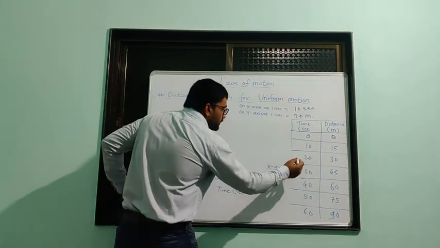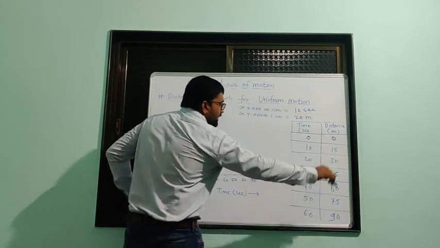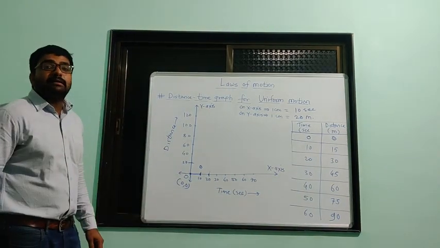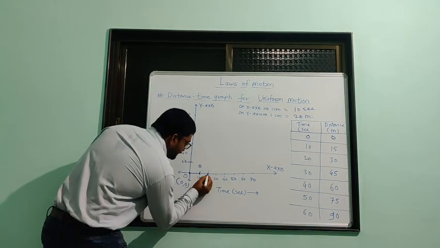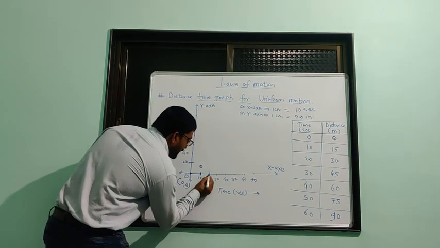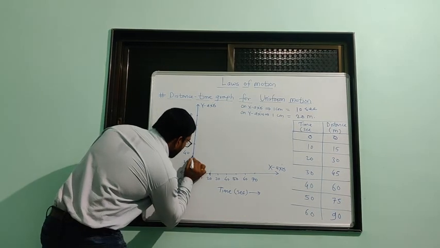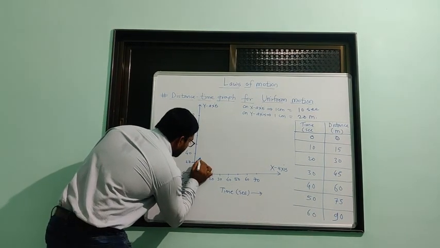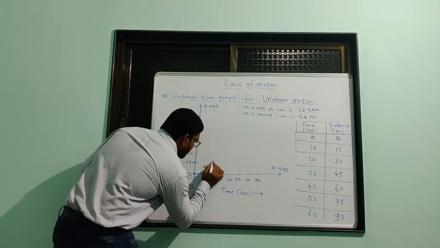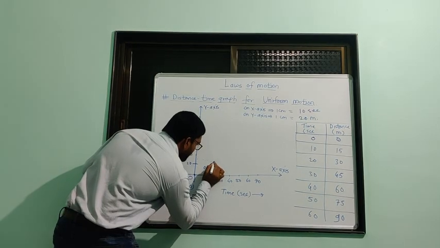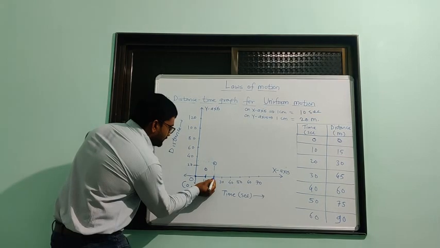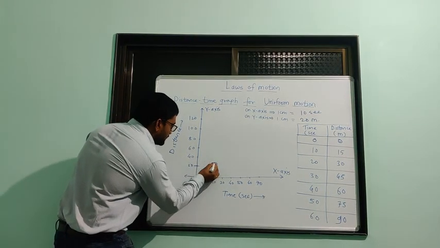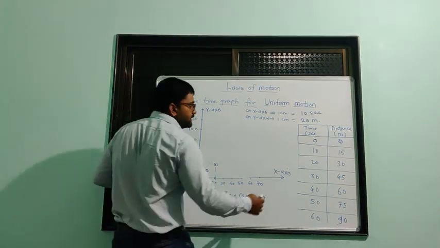Now the second point, at 20 seconds, our distance is how much? 30 meters. Below 20 and 30, somewhere here should be our 30. Suppose here is this point. At 20 seconds, our distance is how much? 30 meters.